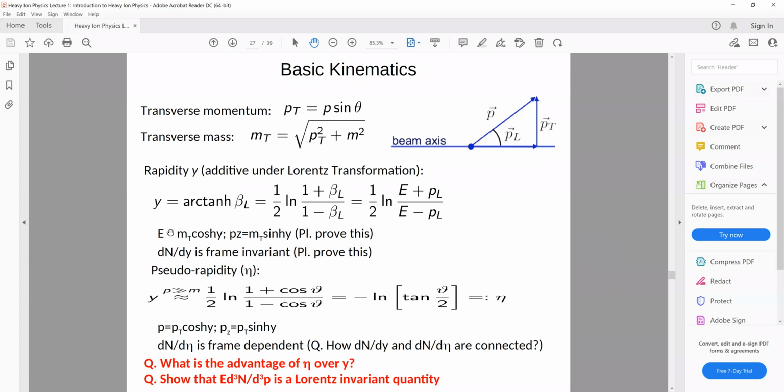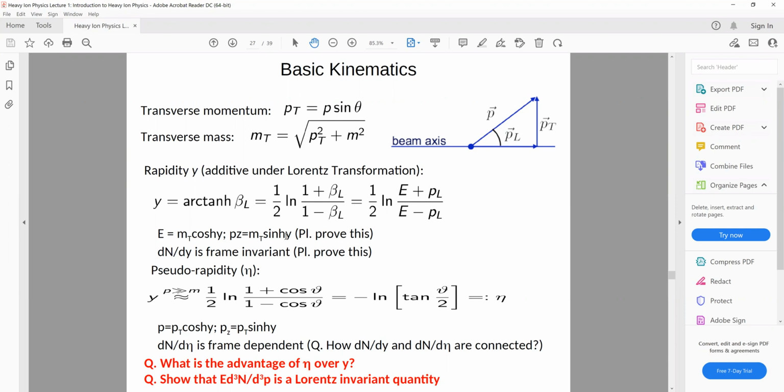Remember, unlike dN/dy, which is frame independent, the shape of the rapidity distribution is the same in the center of mass frame and the lab frame. Only it will be shifted, because rapidity is additive under Lorentz transformation. So the shape remains the same, only its peak position or its center is generally shifted when you go from the laboratory frame to the center of mass frame. But this is not true for the pseudo rapidity distribution, dN/d eta. This is frame dependent.